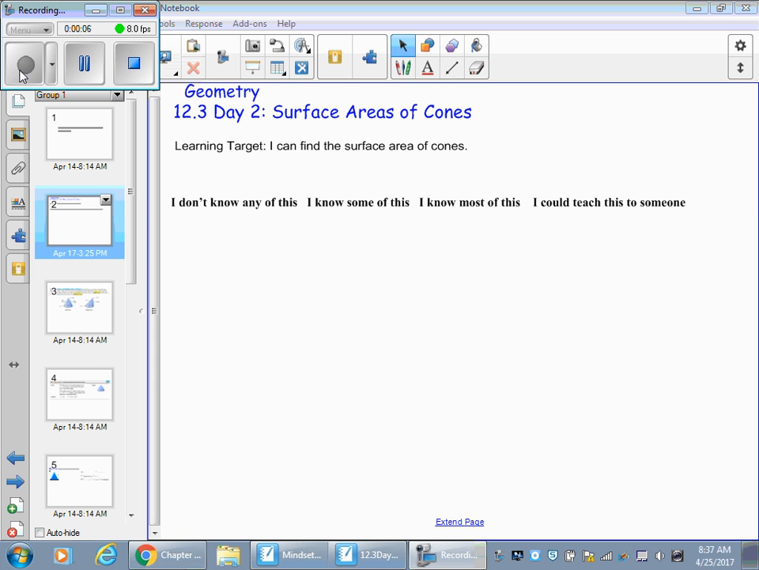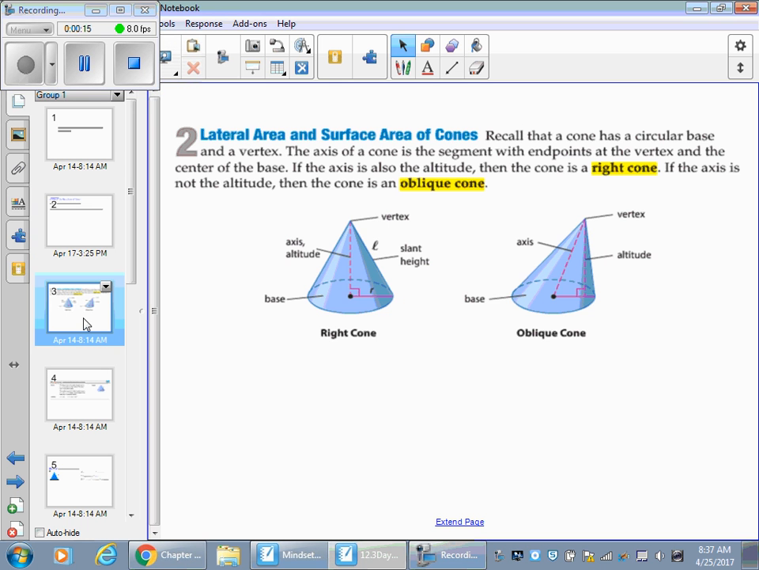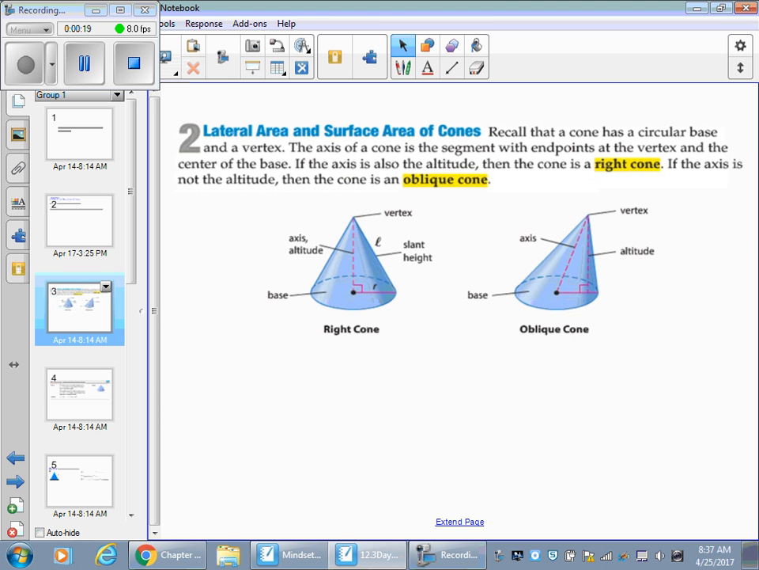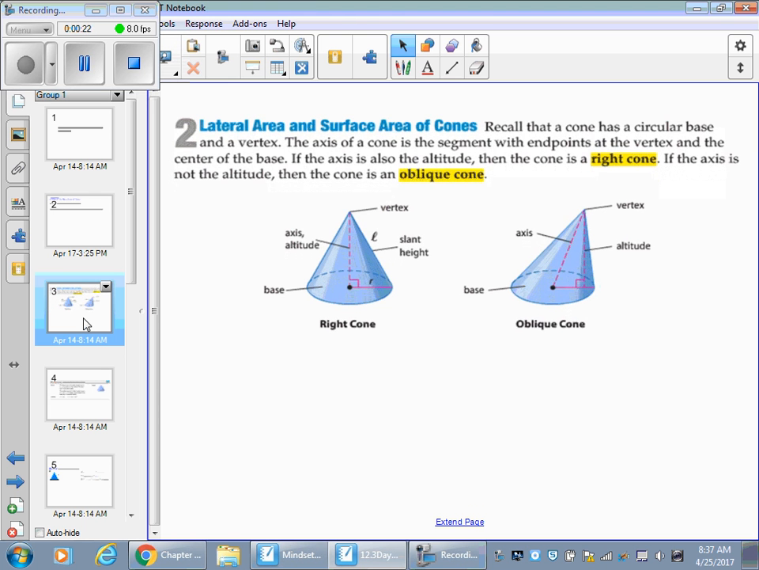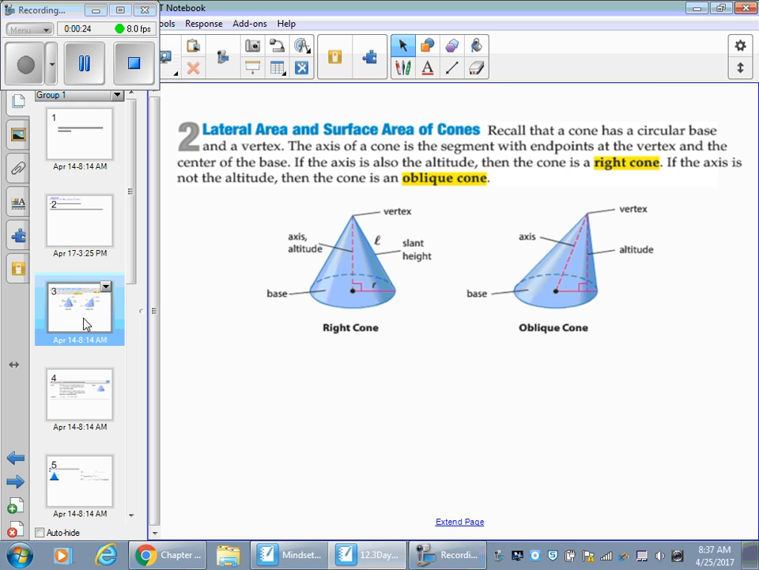Today we're working on the surface area of cones, and they're kind of like a pyramid because we've got lateral area and one base. So just like yesterday, we've got that slant height right here. And now we're going to be using the radius to work on our areas.